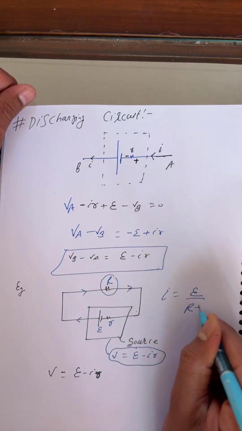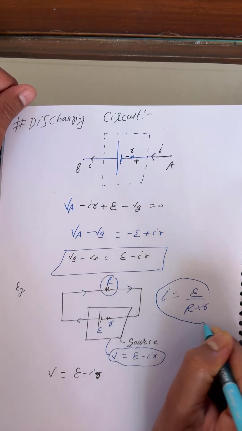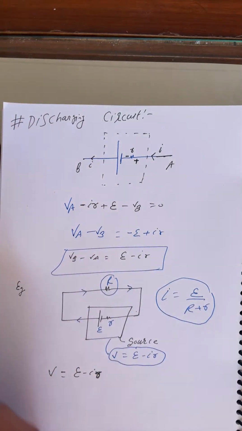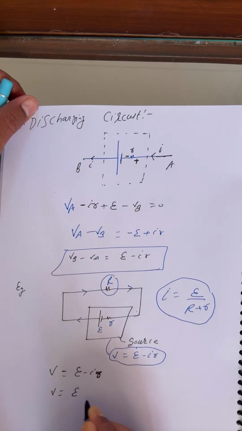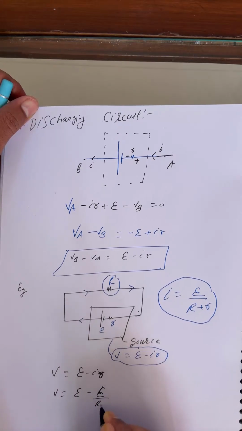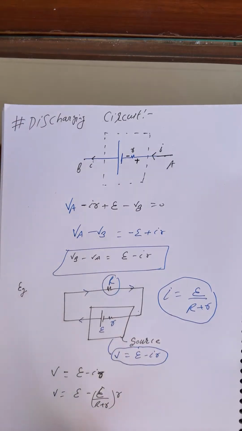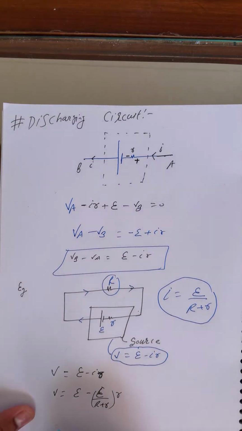These two resistances are in series, so you can say I is equal to E by R plus r. Now fit this value over here: V is equal to E minus Ir. What is I? E upon R plus r. Take the LCM, R plus r.